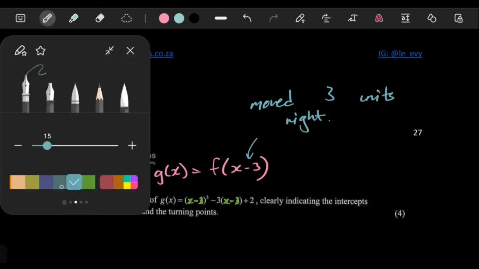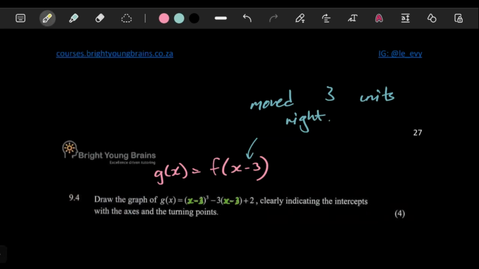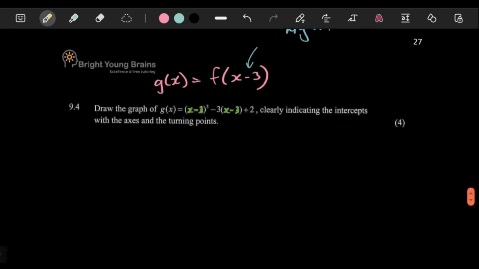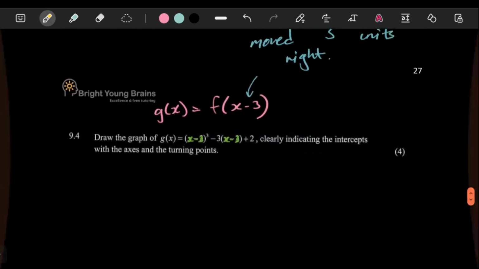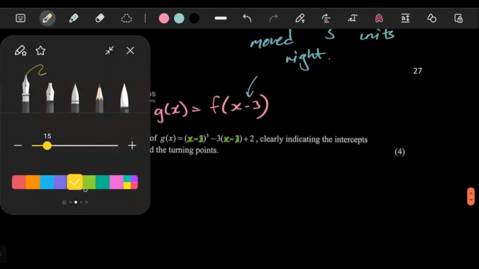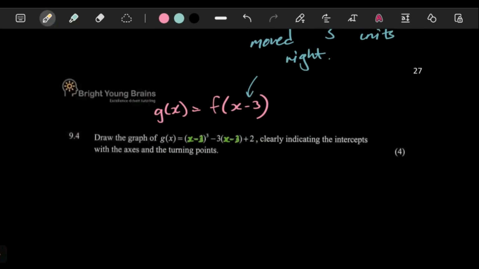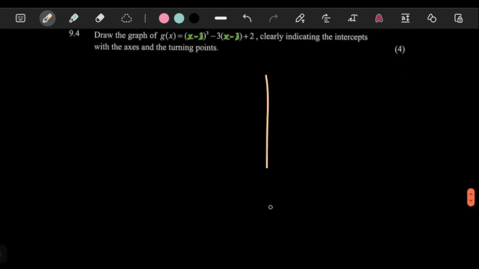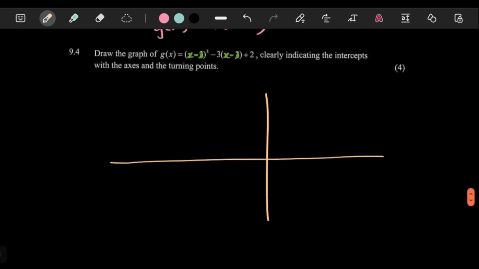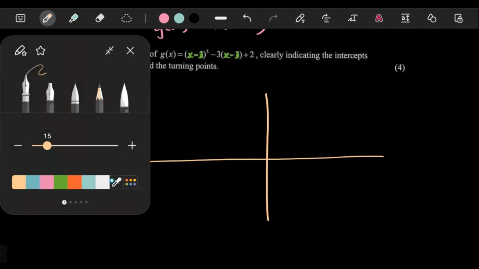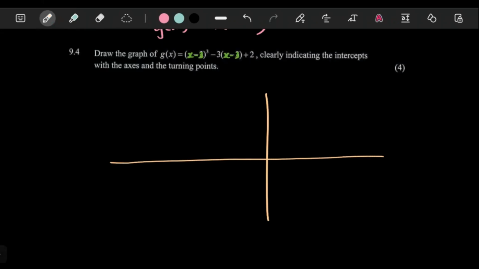So if you move it 3 units to the right, let's see what happens. That's what has happened to the graph of f. All you do is draw the graph of f and then move everything 3 units to the right, literally, because we have all the information of f of x anyway. So in this equation, let's draw f first, and then just move everything 3 units to the right. It'll make your life a bit easier.